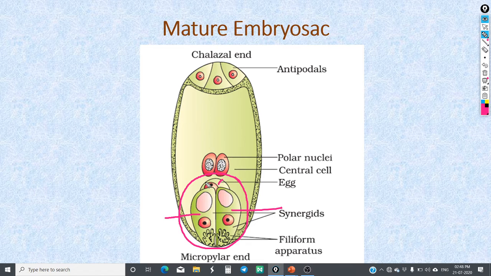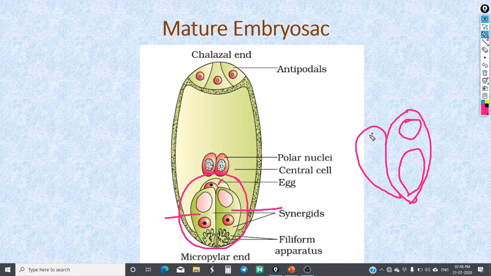One more difference between the egg cell and the synergids. You can see the egg cell has a larger and conspicuous nucleus at the upper side and a big vacuole at the lower end. Here you can find a big nucleus and here a big vacuole in the egg cell. Whereas in the synergids, the vacuole is at the upper side, that is at the chalazal end, and the nucleus is present at the micropylar end. See, this is the vacuole and here is the nucleus. Whereas in the egg cell, the nucleus is present towards the chalazal end. So this is the difference.